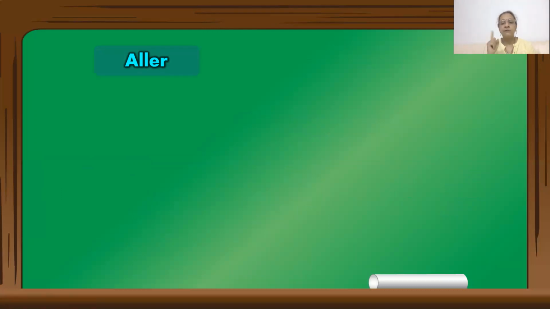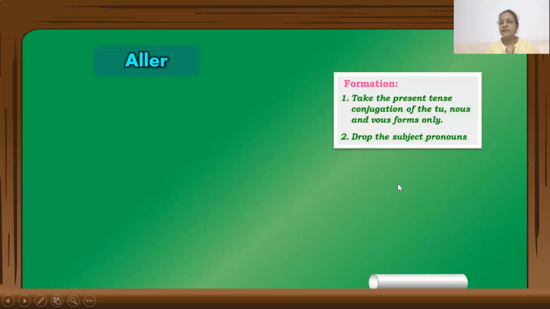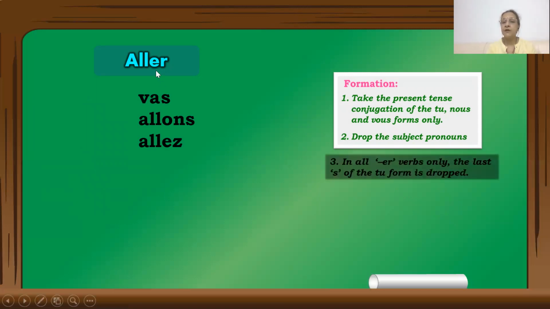What is my first step? Take the present tense conjugation of the tu, nous, and vous forms only. Let's see that. Tu vas, nous allons, vous allez. Second step, drop the subject pronouns. Third step, in all the ER ending verbs, drop the S in the tu form, and I get my imperative as va, allons, allez. Go, let's go, go. So students, this is affirmative.